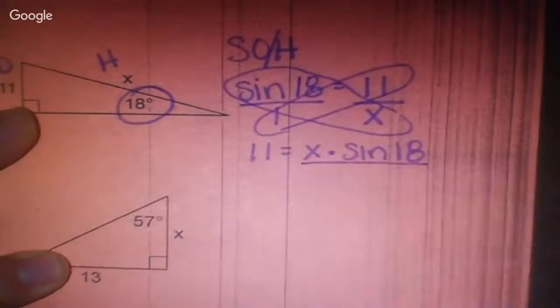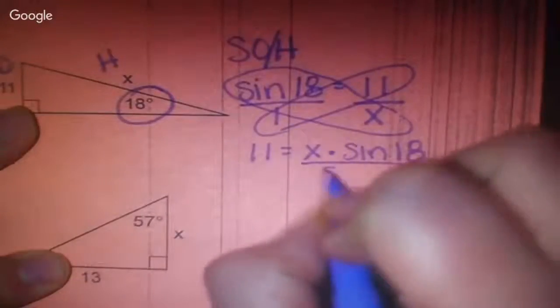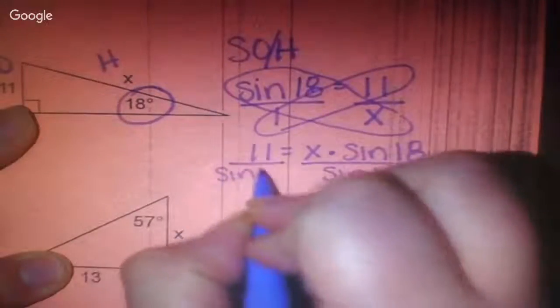So now 11 equals X times the sine of 18. This time we've got a problem. The last one when we cross multiplied was super easy. X was already by itself. This time X is not by itself. We divide by what? Sine of 18. That's what I was saying. What you do to one side, you do to the other.